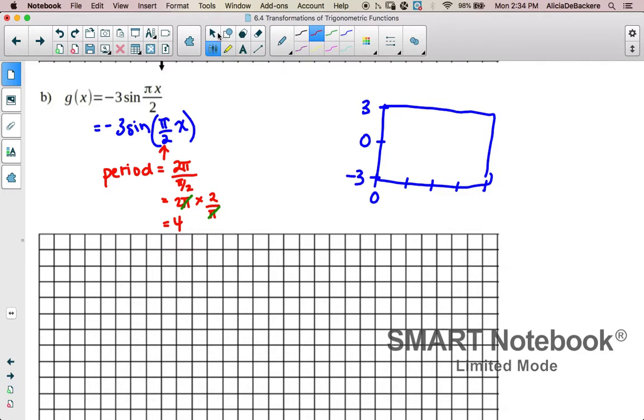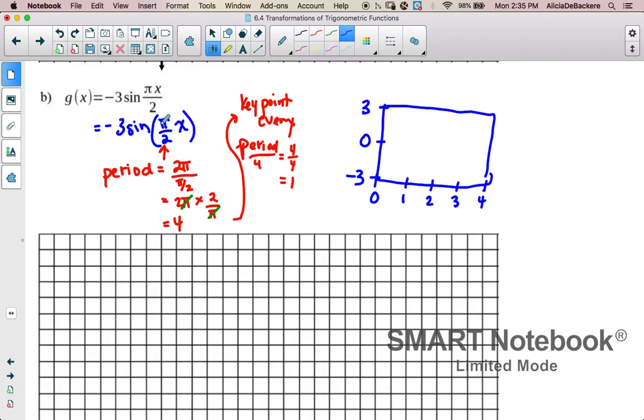So what that means is I'm going to have a key point every, and so you can think about that too. I'll just come up here. There's going to be a key point every period divided by 4. But that's just 4 divided by 4, which is just 1. So that means that across the bottom of the box, I'm just counting by 1. And we love having a pi in our k value, right? That's our favorite thing because it means that it's going to get rid of the pi's for us. It won't always come out to like a whole number. Sometimes you might be counting by halves or something like that, but it will eliminate the pi for you.